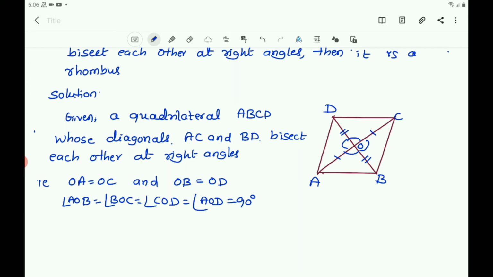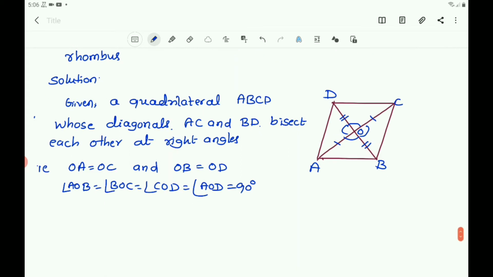Now what do you have to prove? We have to prove that ABCD is a rhombus.